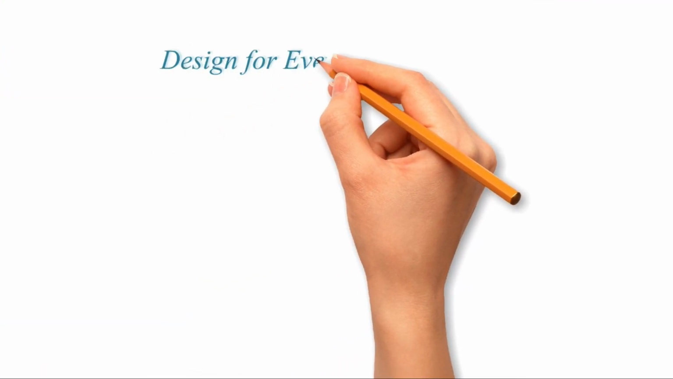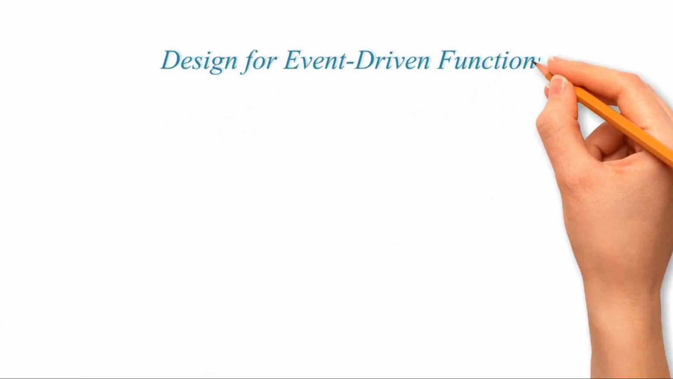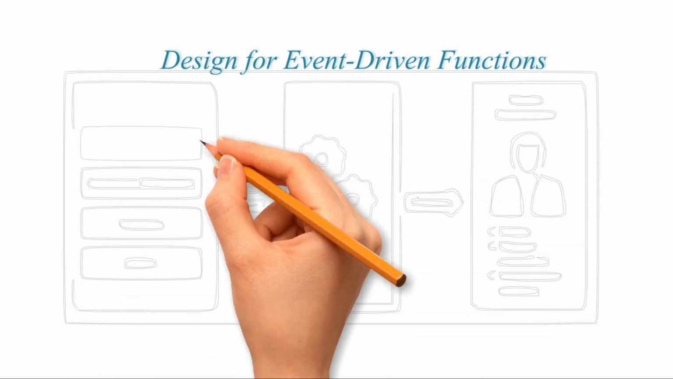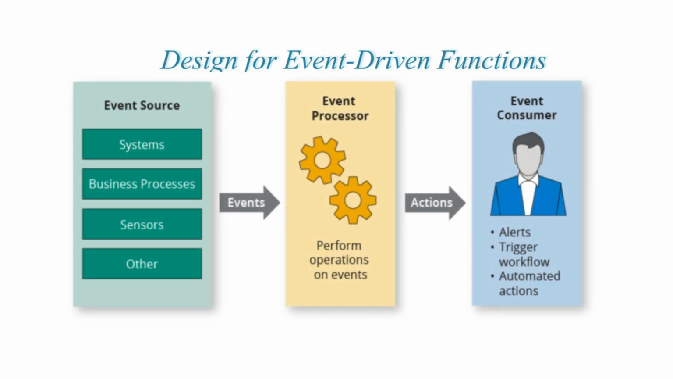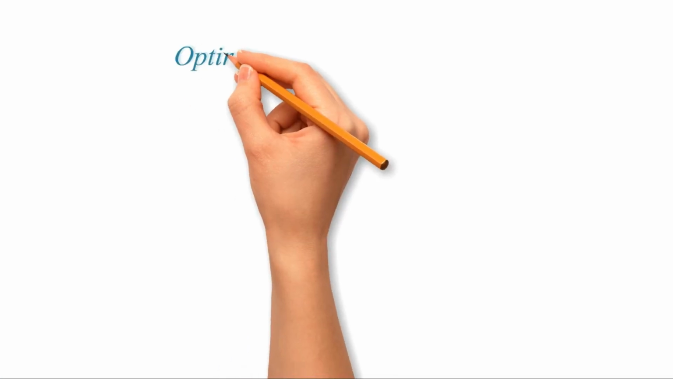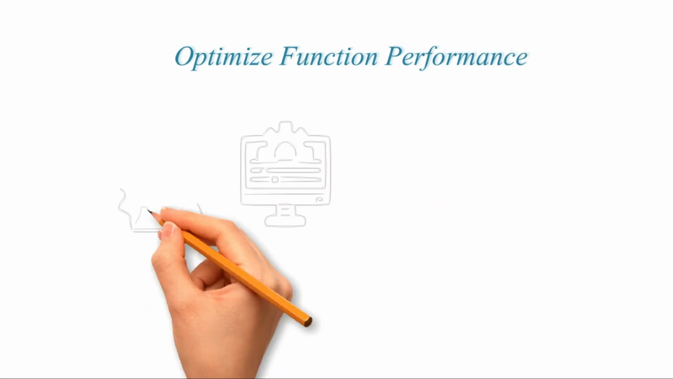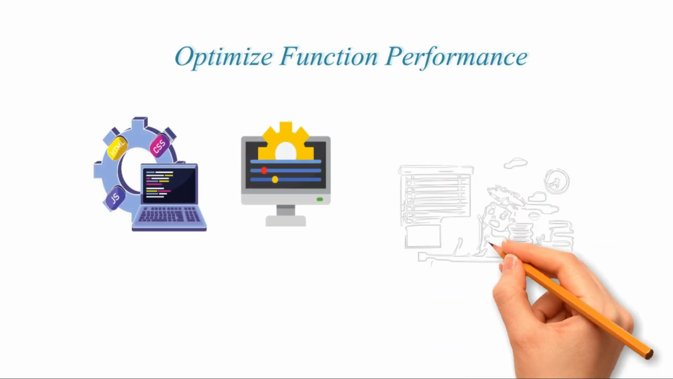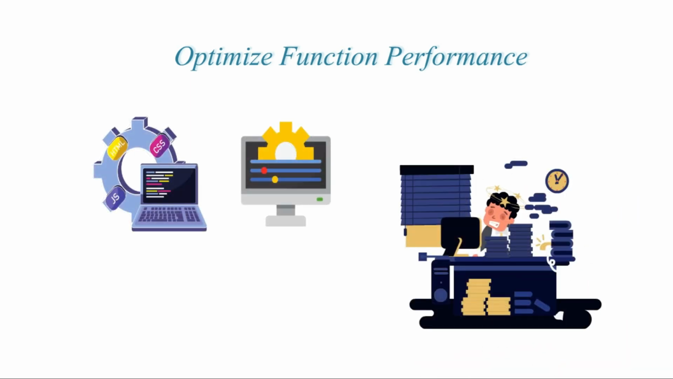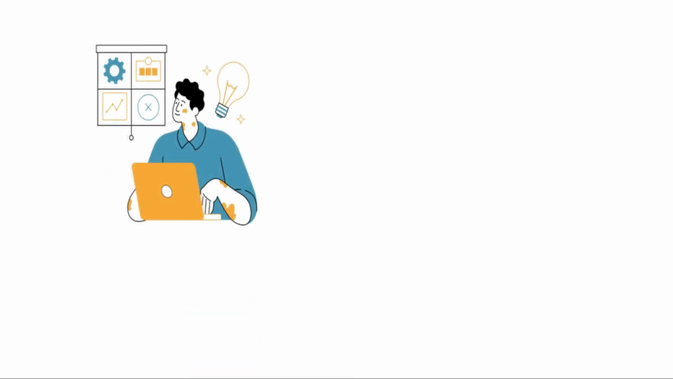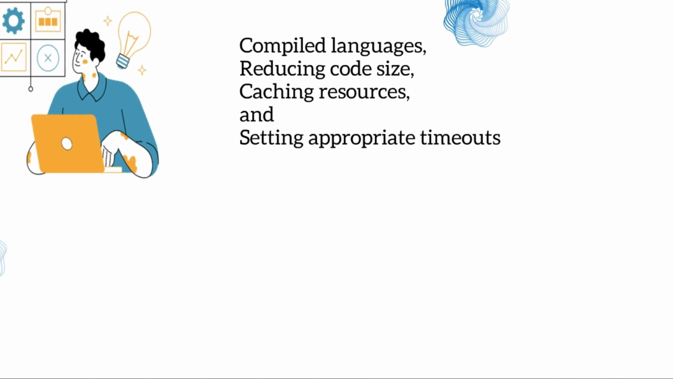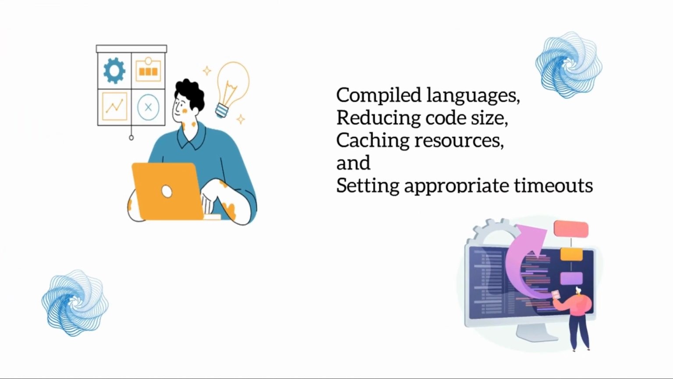First, design your serverless architecture for event-driven functions. Consider event sources and triggers to create a decoupled and reactive system that scales based on demand. Second, optimize function performance. Fine-tune your function code and configuration to minimize cold start delays, allocate sufficient memory, and reduce execution time. Techniques such as using compiled languages, reducing code size, caching resources, and setting appropriate timeouts can improve performance.